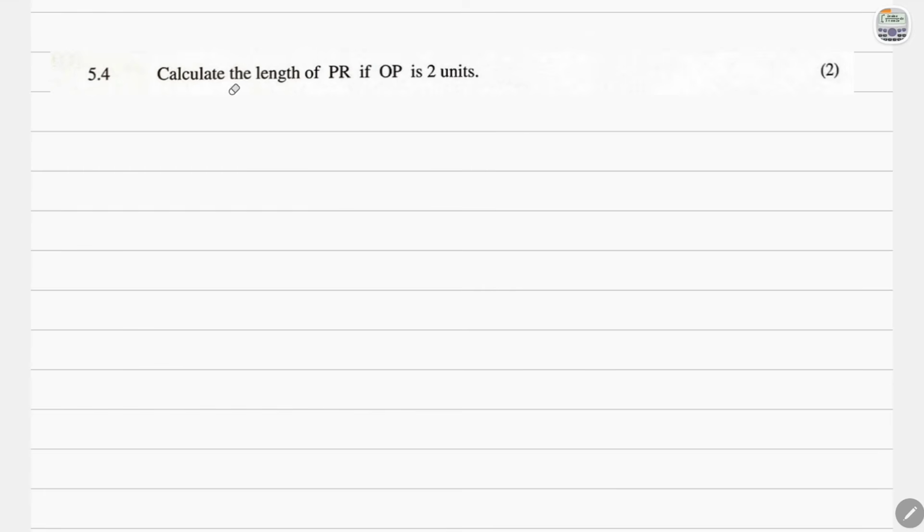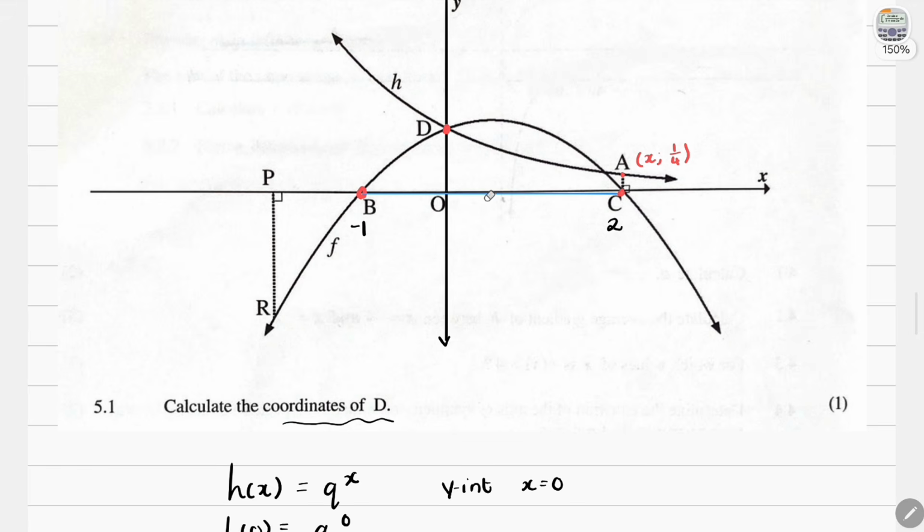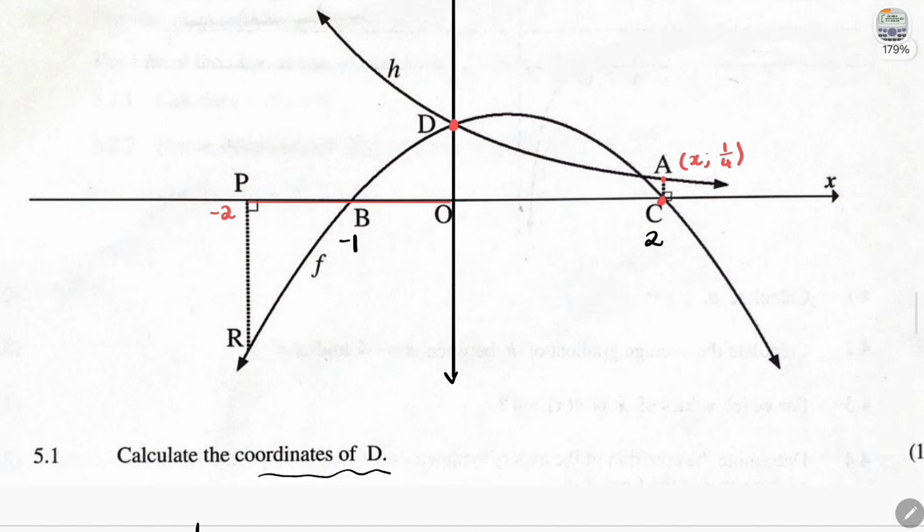Question 5.4 says, calculate the length of PR if OP is 2 units. Okay, let's look at that. So they want us to find PR if OP is 2 units. Okay, telling us that OP is 2 units, how does that help us? OP is 2 units, meaning from the origin to P, we just go 2 units to the left. And that would make this x value negative 2. And how does that help us find PR?